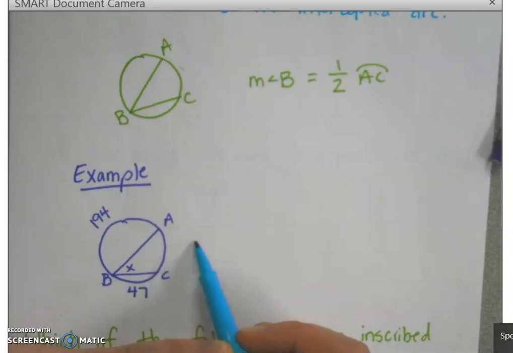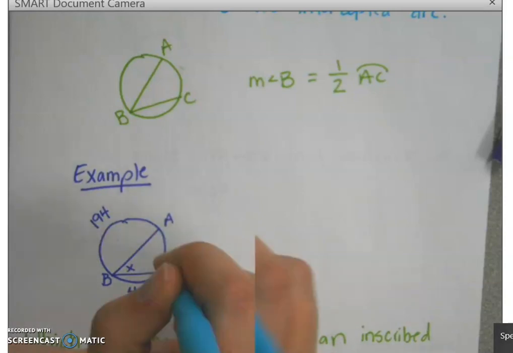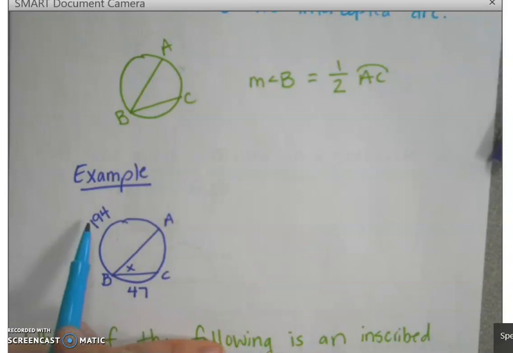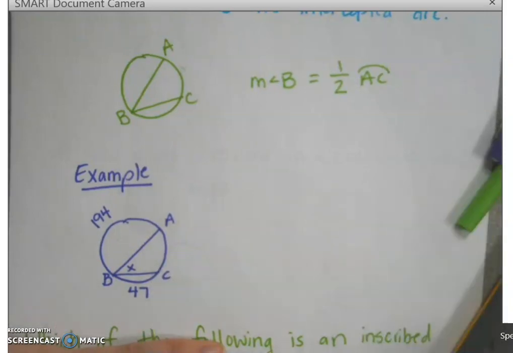So I need to figure out what this arc is first before I can get that angle. Now I know that the entire circle is 360, so if I do 360 minus 194 minus 47, I should get this arc. Let me do that real quick.